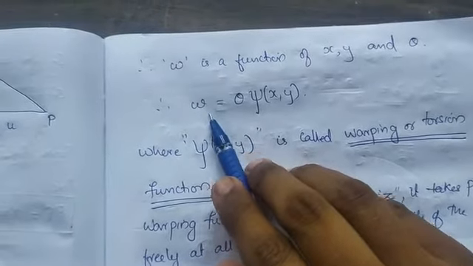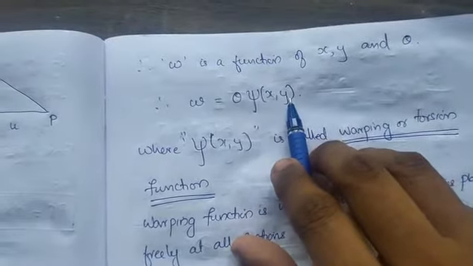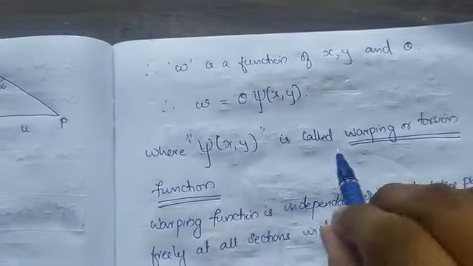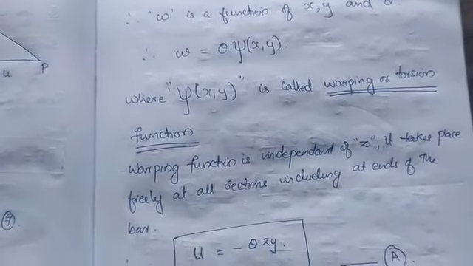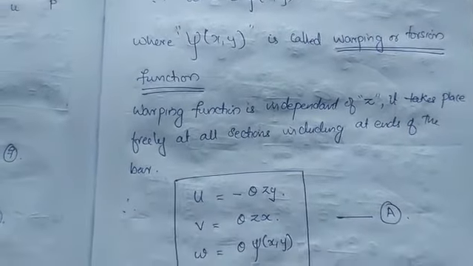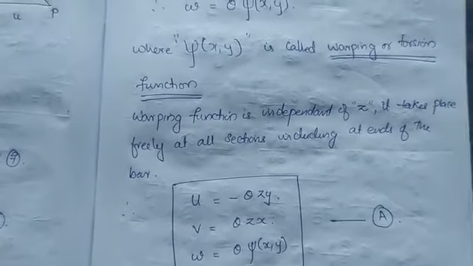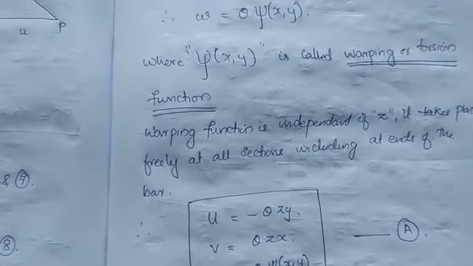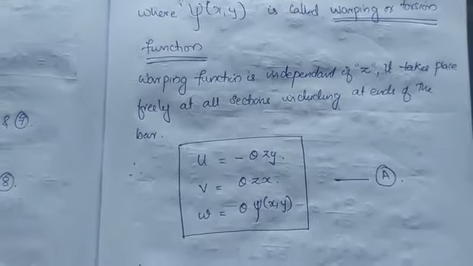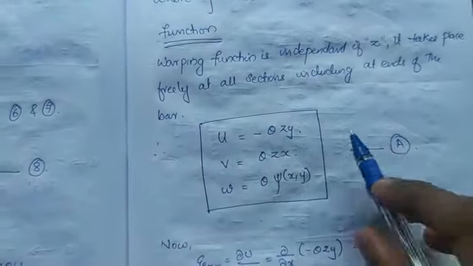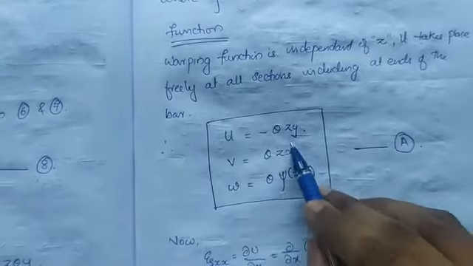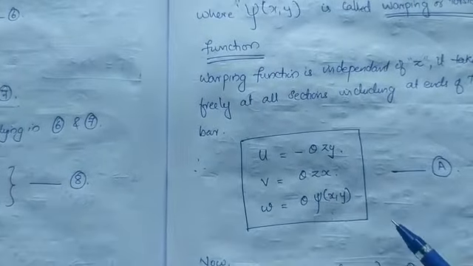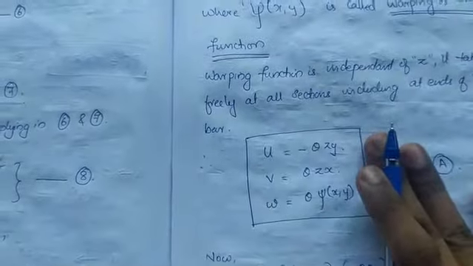So in z direction, w is equal to theta into phi of xy. That means a function of x and y, where phi of xy is called the warping or torsion function. I already told that it does not depend on z direction. With that concept we will conclude u, v and w values. Now we'll start the derivation. Up to here it's the basic things.